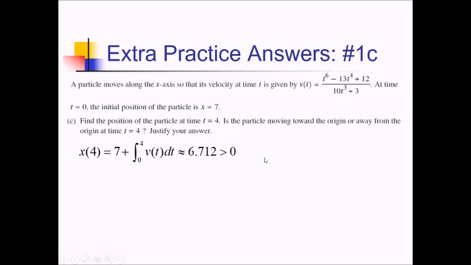Okay, now the next question is, am I moving left or right? And that's going to determine whether I'm moving toward the origin or away from it. So the left versus right deal, that's all about the sign of the velocity at time 4. So I need to find v of 4 at this point.